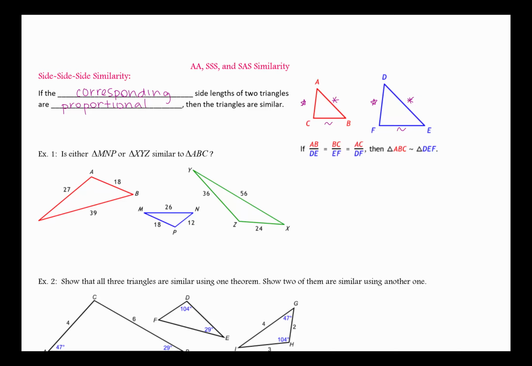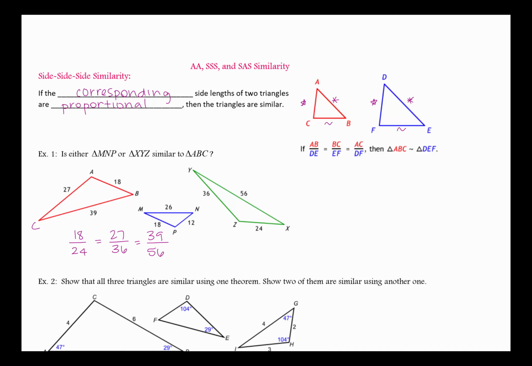So if I look here, I want to know, is either triangle MNP, this little one here, or XYZ similar to triangle ABC? What I would need to do is relate the corresponding pieces. I'm going to start by looking at lengths. Chances are the smaller one is going to compare to the smaller one. So this is supposed to be ABC. If 18 over 24 is equal to 27 over 36, and if that's equal to 39 over 56, then I know for sure that I have similar triangles.